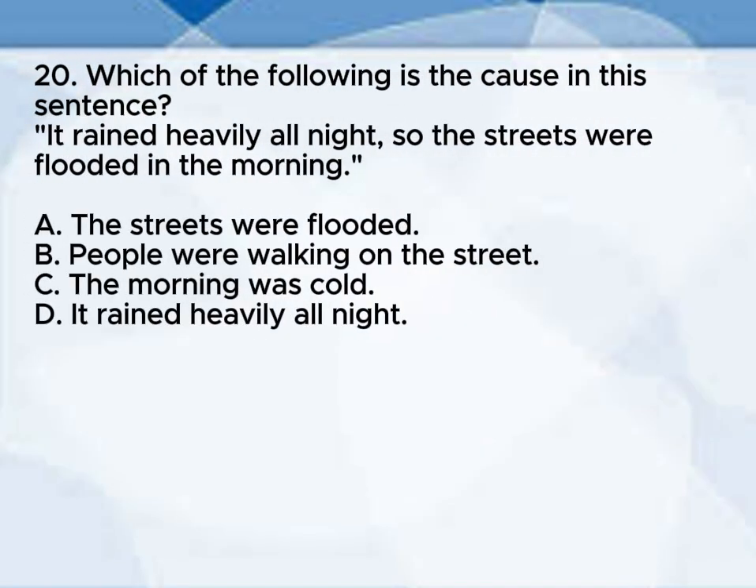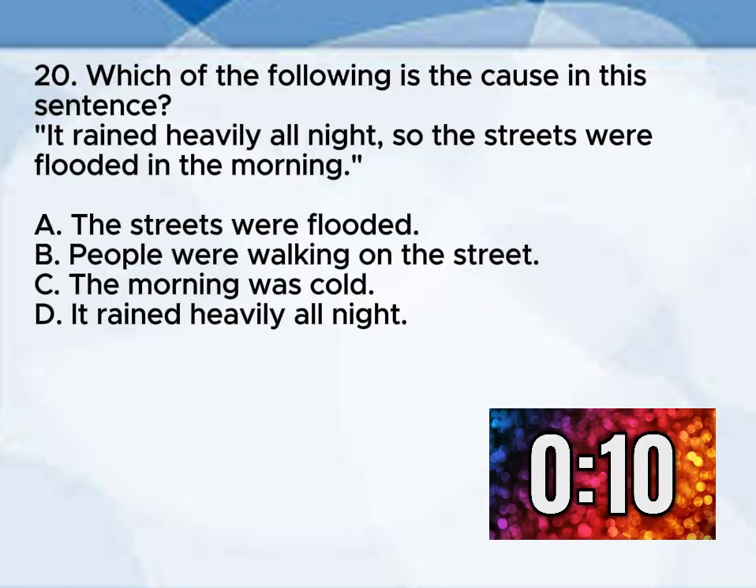Which of the following is the cause in this sentence? It rained heavily all night, so the streets were flooded in the morning. A. The streets were flooded. B. People were walking on the street. C. The morning was cold. D. It rained heavily all night.